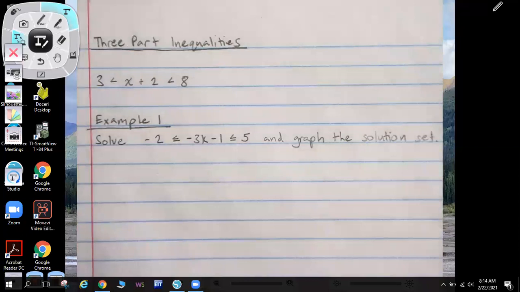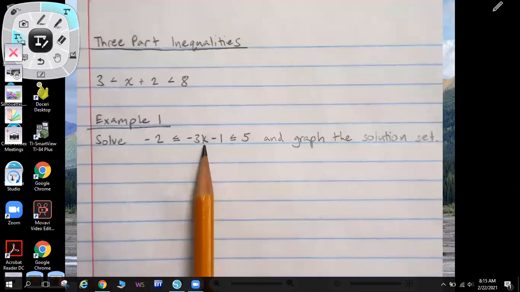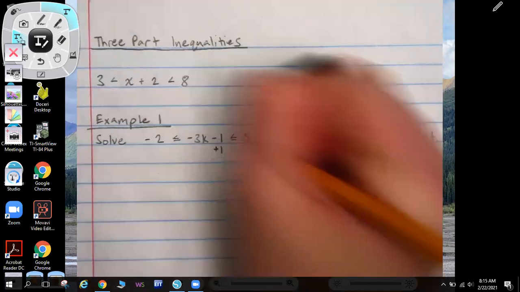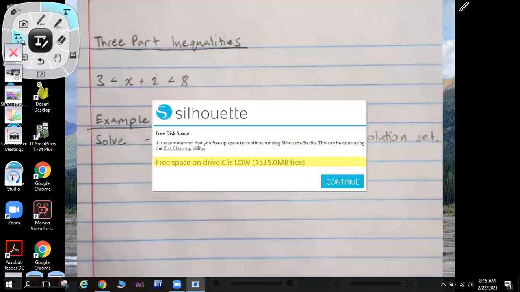So the way that we solve a three-part inequality is really similar to how we would solve a normal inequality. It's just that anything we do, we have to do to all 3 parts. So focus on the center part, the part that has the variable, in this case k. We still want to get that variable by itself. So we want to undo what's being done to this variable. Right now it has 1 subtracted from it. So to get rid of that, we add 1. Same as what we would do if this were a normal inequality.